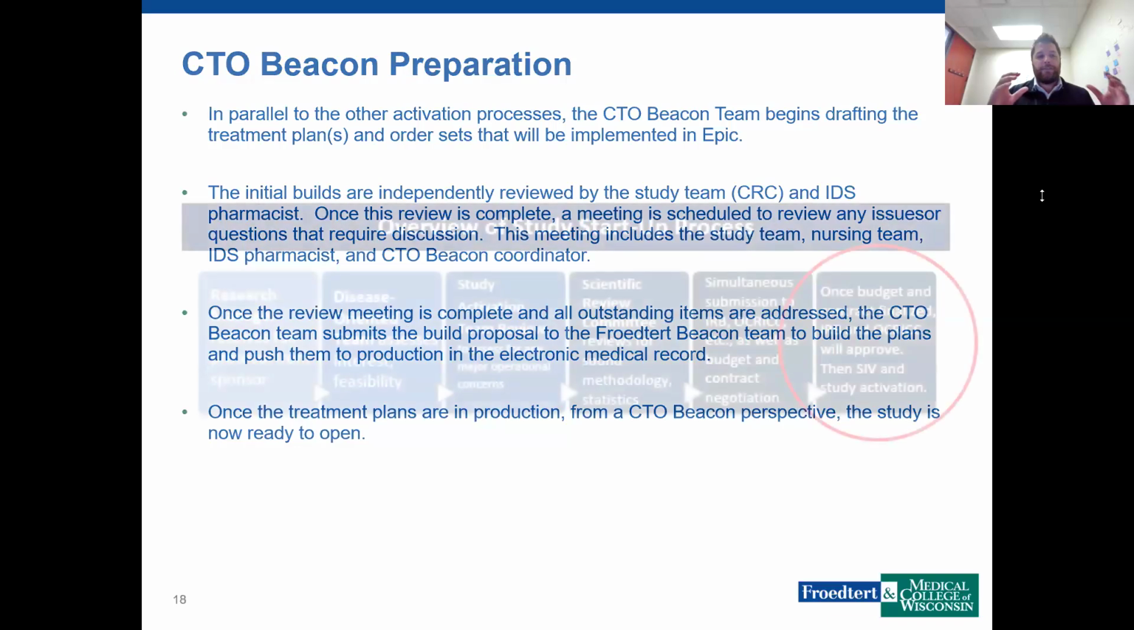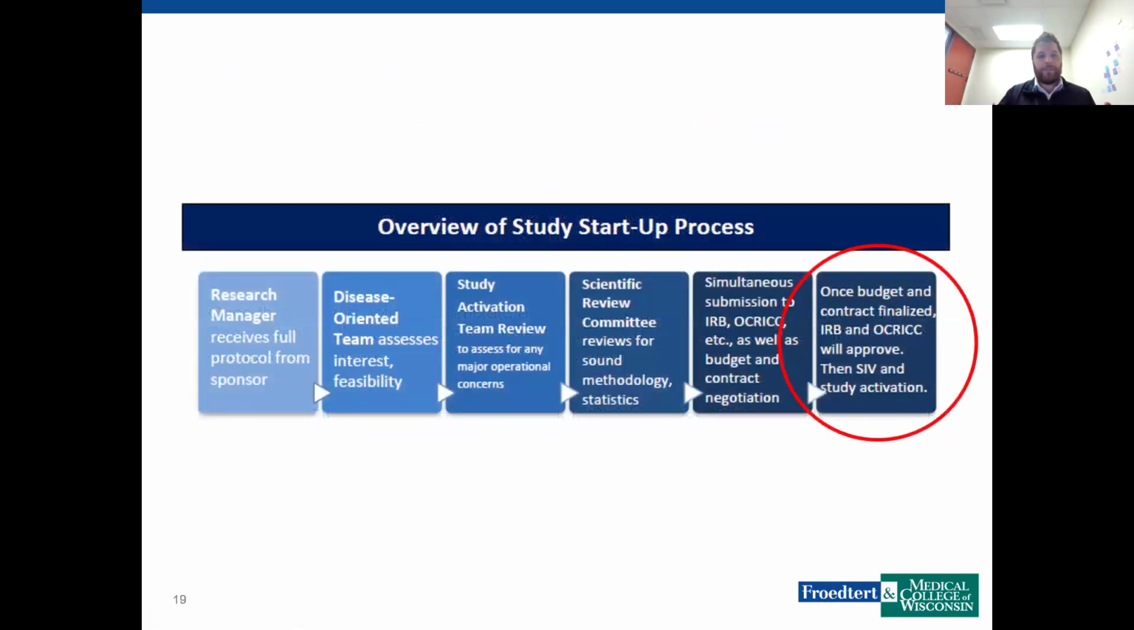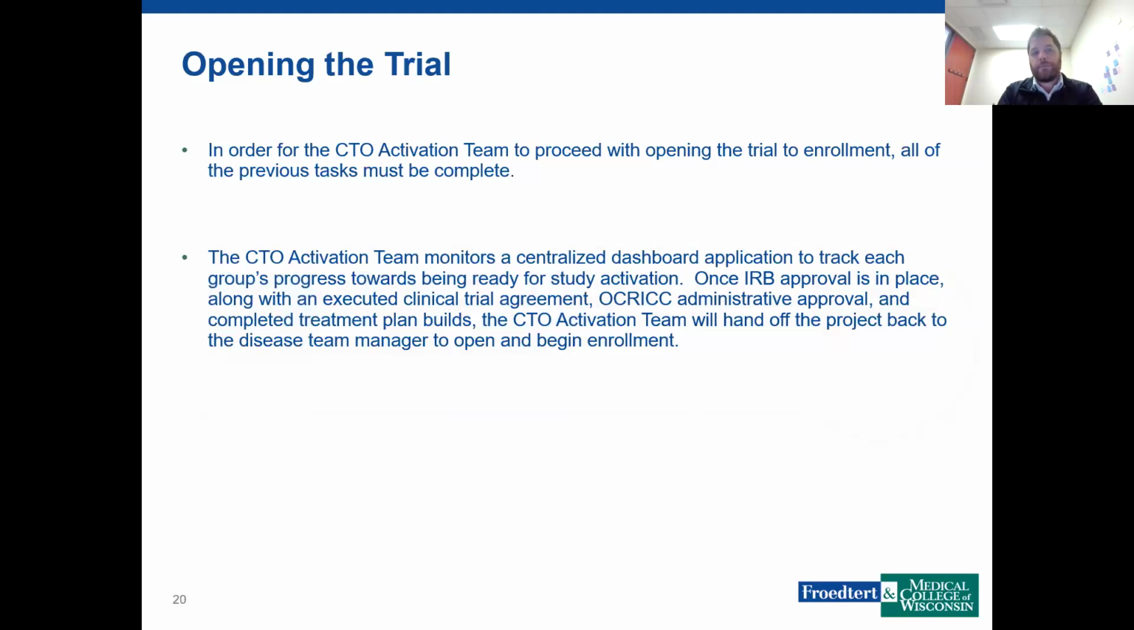So if you're looking at it at a high level, we've got our 4 checkpoints here for those simultaneous submissions and approval. So we have IRB, OCRIC, budget and contract, and Beacon done. Which brings us to the last step here. So you can go to the next slide.